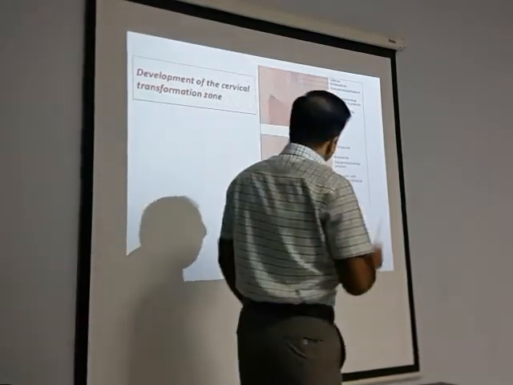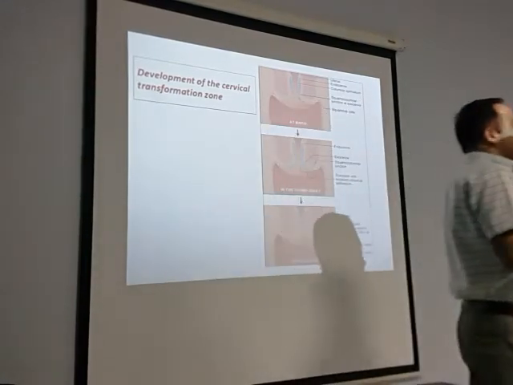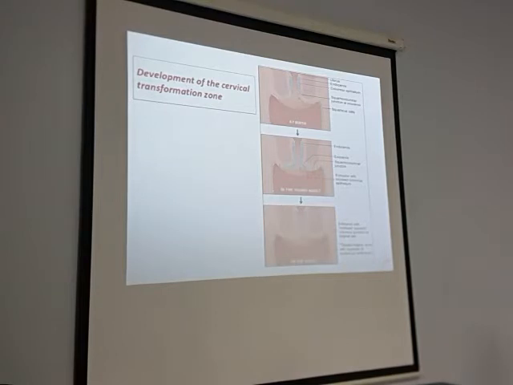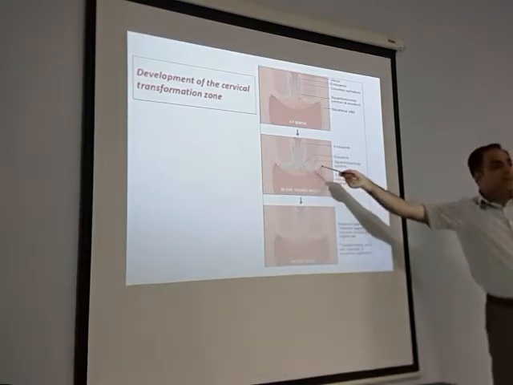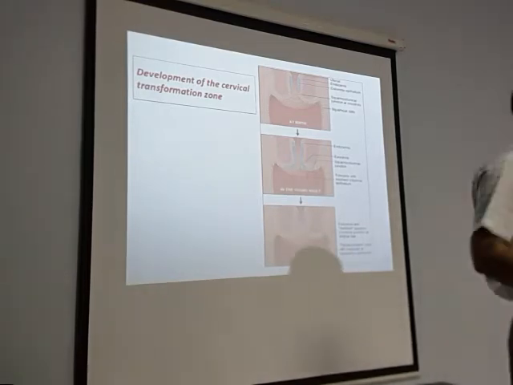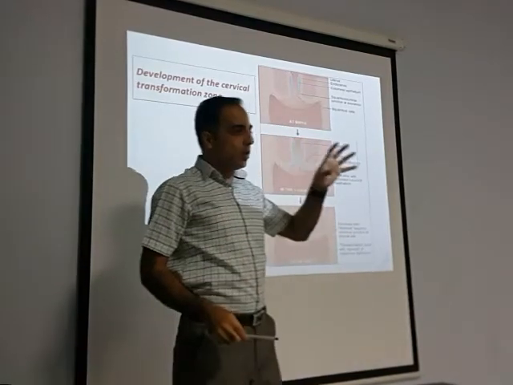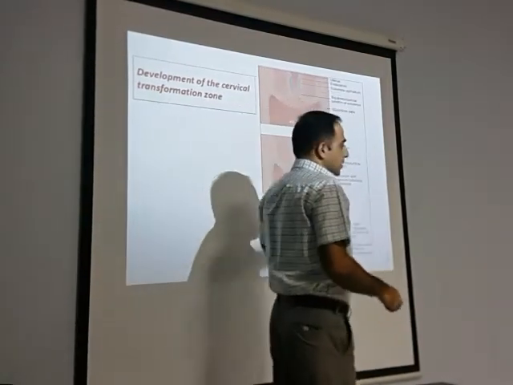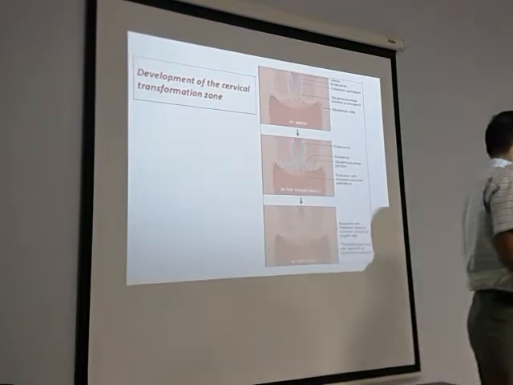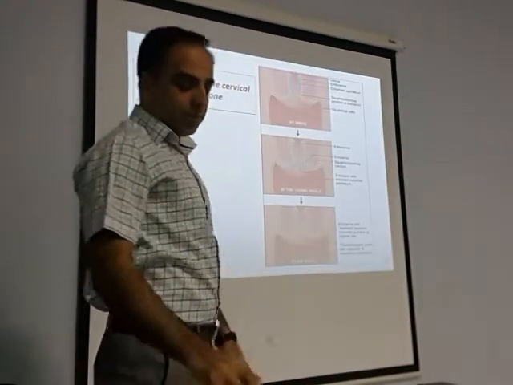Why is this important? Because when the female will start having sexual activity, what will happen? This is the exposed epithelium. Here the chances of infection will be good. The columnar epithelium is exposed. So there are more chances here in the transformation zone or the squamo-columnar junction. More chances of injury are here, more chances of infection will be here. So this is the transformation zone.